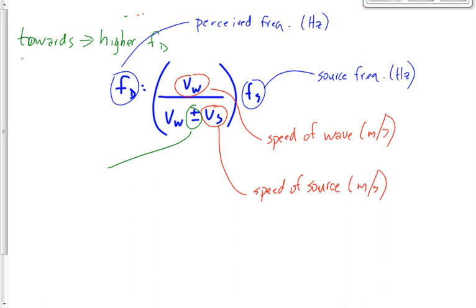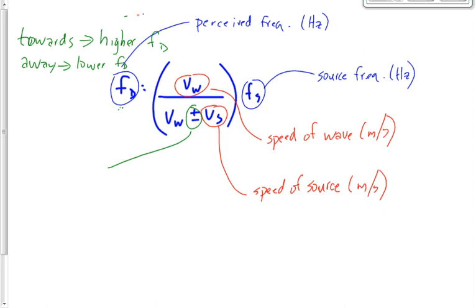If they're going away from each other, that produces a lower FD. And you guys saw the video on that 2 days ago, right, with the fire truck going by. It was a clear difference in apparent frequency as the fire truck went by you. It went from a really high value, higher than what it actually was, to a lower value than what it actually was.